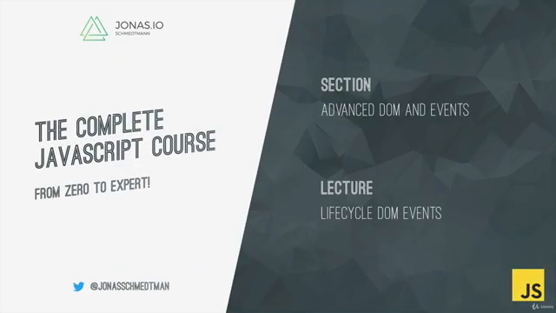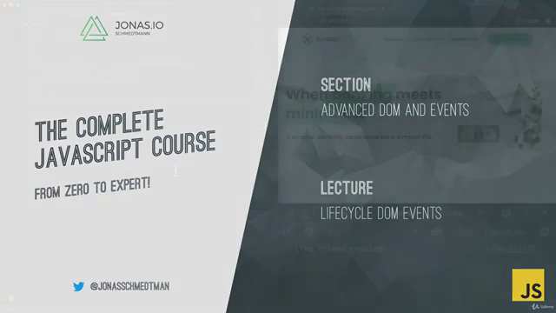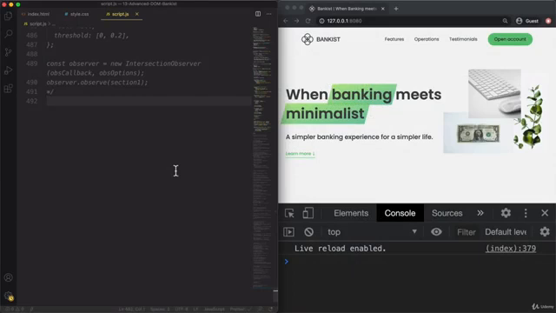Now, to close off this section, let's take a quick look at a couple of different events that occur in the DOM during a web page's life cycle. And when we say life cycle, we mean right from the moment that the page is first accessed until the user leaves it. And let's do that right here at the end of this file.